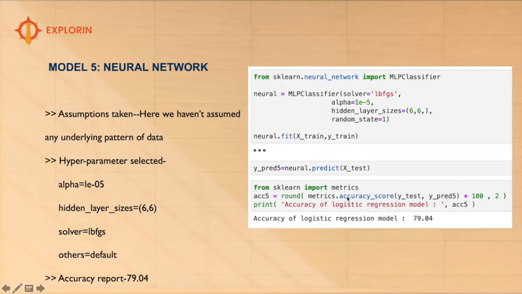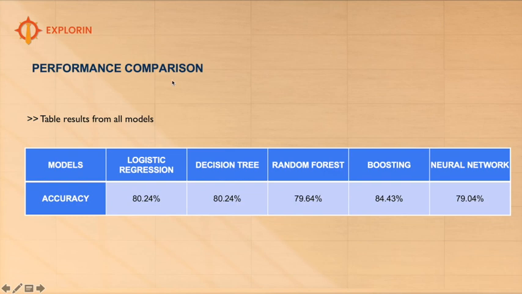So this was all. The next thing is the performance comparison, that is the table of results from all the models. So these were all our 5 models and these are the accuracies. So we could see that boosting gives us the best result in binary classification, right?